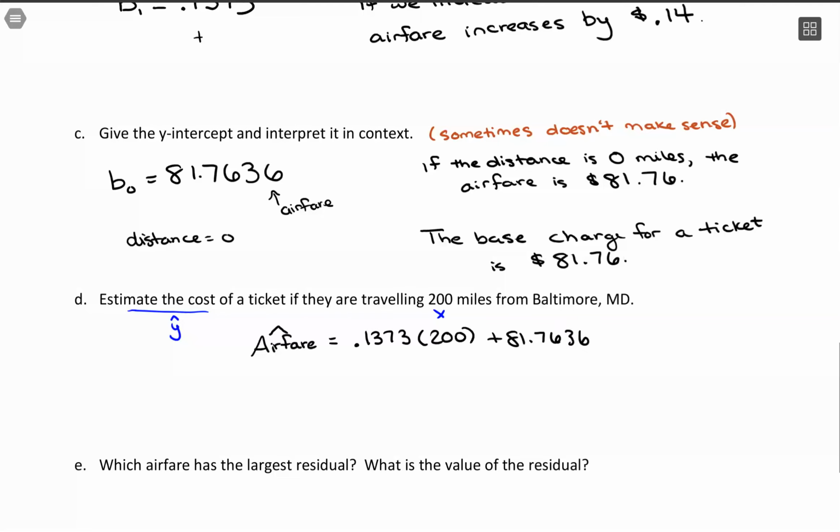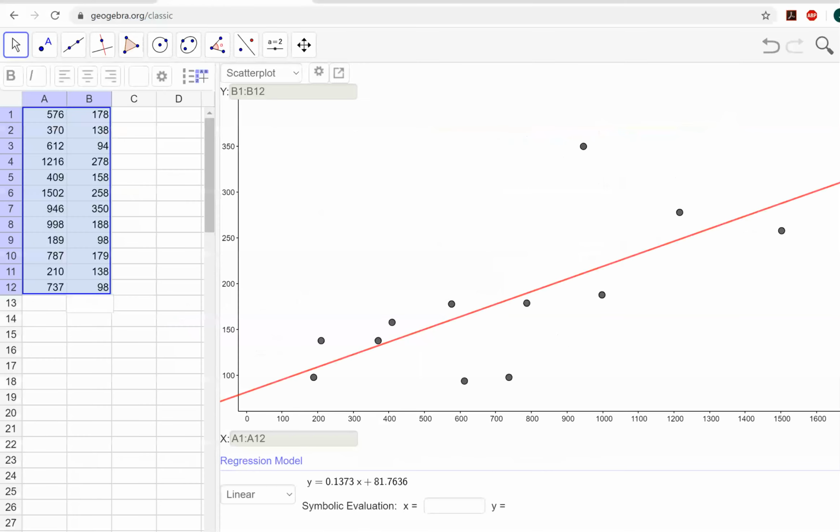But something I want to show you, and it does kind of depend on the data we're working with, is at the bottom of GeoGebra here, you'll see this symbolic evaluation where you can plug in a value for x. That's exactly what we're doing here. And the GeoGebra function here is more accurate. And like I said, it just depends on the data, but sometimes there can be a somewhat large difference between the two values, and GeoGebra would be better to use.